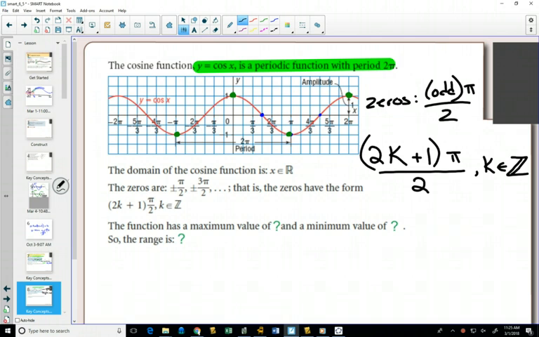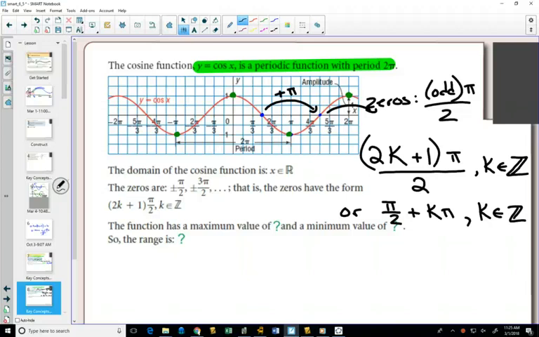Another way that you could write all the zeros of cosine is by noticing that as we hop from one zero to the next, all we're doing is adding pi. So if I wanted to list all of the zeros of cosine, I could start with one of them. I could start with pi over 2, and then I could add pi or subtract pi as many times as I wanted, where k is an integer. That expression means the same thing as the first one.